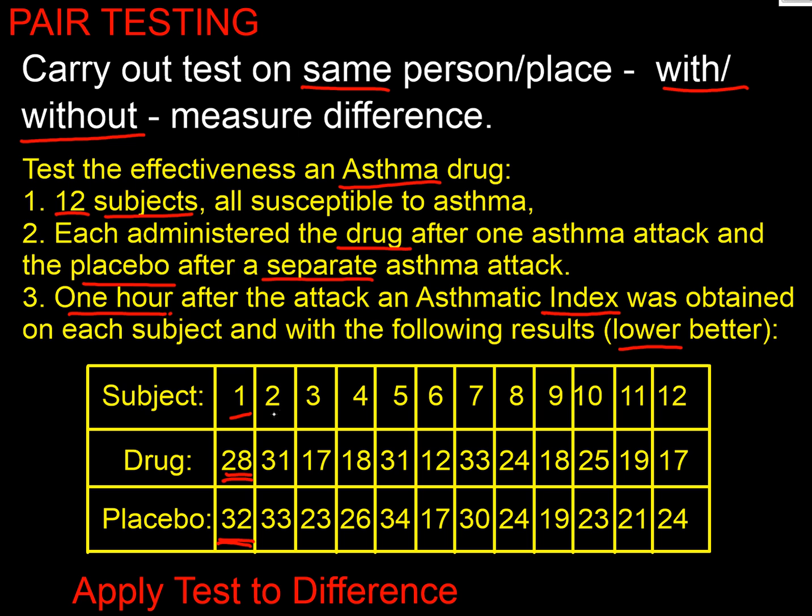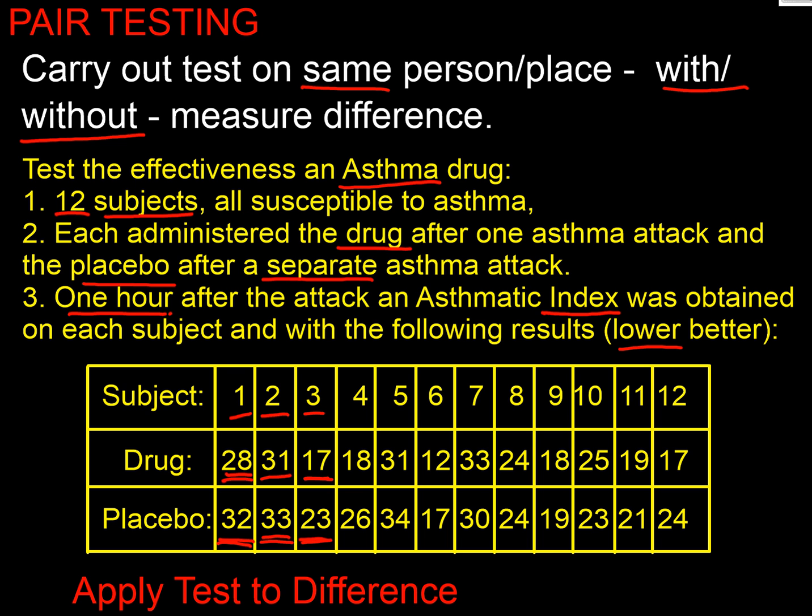The second subject, when they have an attack and we give them the drug, they rank it as 31. And if we give them the placebo, they rank their condition afterwards as 33. So again, they think the drug is better, but you see they've got different rankings, 28 and 31 here, and 32 and 33, but both of them are saying that the drug's better than the placebo, and it doesn't matter what their ranking is, it's the difference we're going to be interested in. And the third subject, they think the drug made a lot of difference because they ranked it as 17 compared to their placebo at 23.